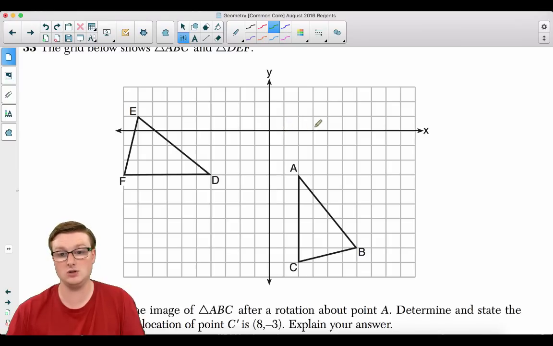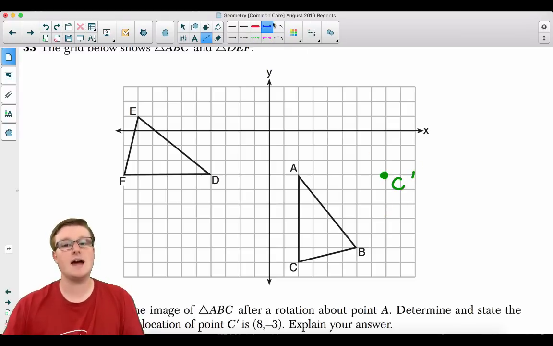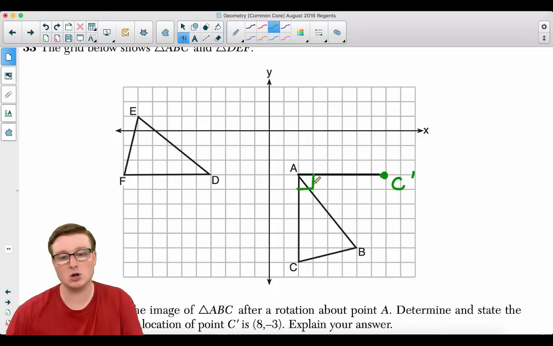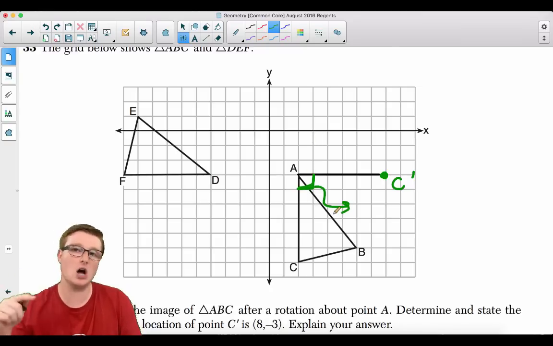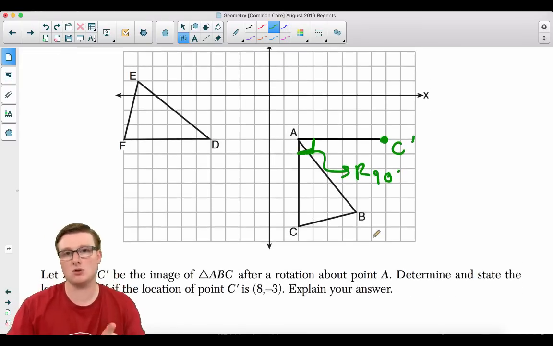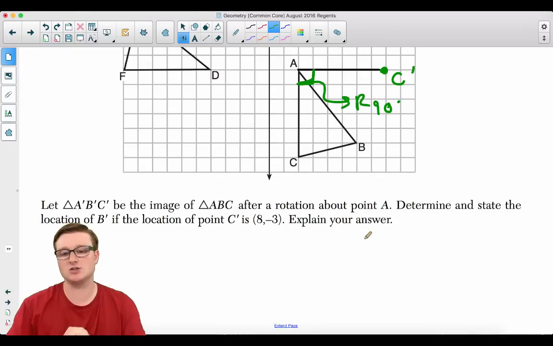So let's go ahead and graph it. 1, 2, 3, 4, 5, 6, 7, 8, down 1, 2, 3. So this is C prime. Look at what happened, folks. This is now the line A prime C prime. Look at what happens. This is perpendicular to AC. So how many degrees did C rotate onto C prime? This is a rotation of 90 degrees. So therefore, the location of B prime must be rotated 90 degrees.